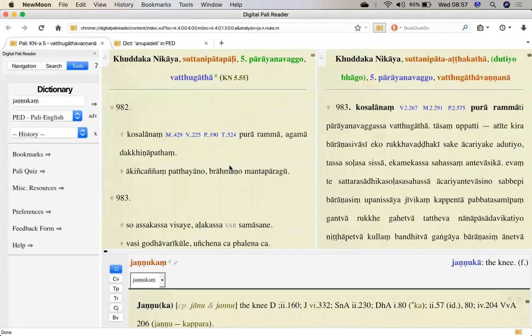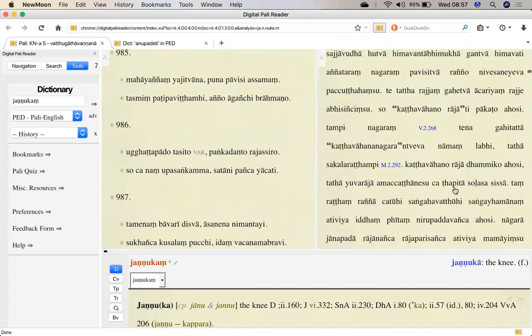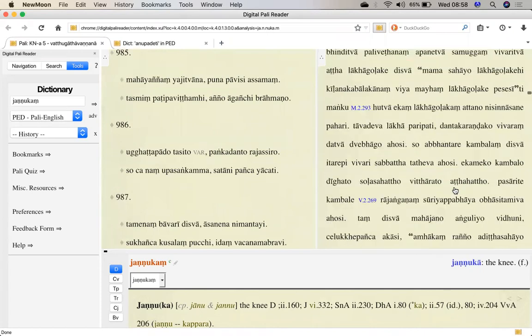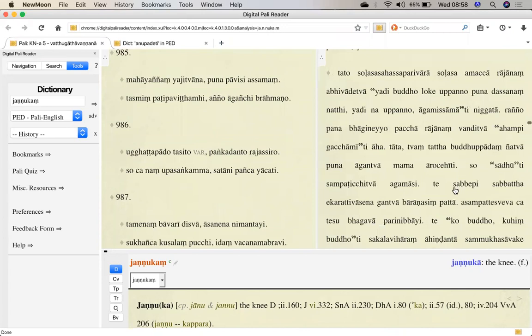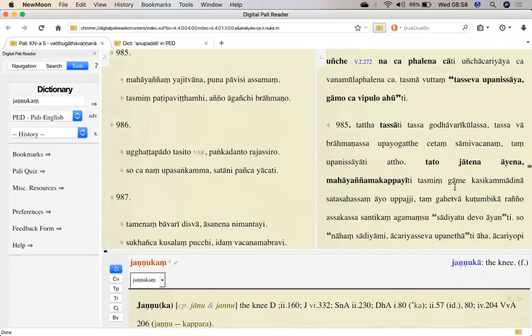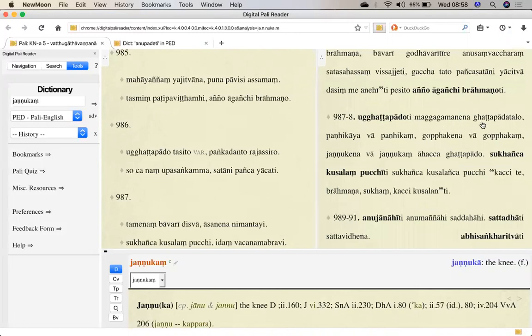So in the commentary, related to that one, it says ghaṭṭa baddho, touch or wrap his feet. So here, ghaṭṭitapādo: one going, one traveling, touching the feet. So how does he touch? Piṇḍikāya piṇḍikaṃ, gopphakena vā gopphakaṃ, jaṇṇukena vā jaṇṇukaṃ. Ghaṭṭa means touching or striking. Striking.